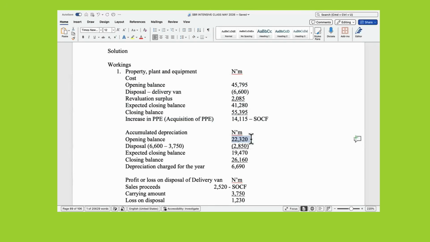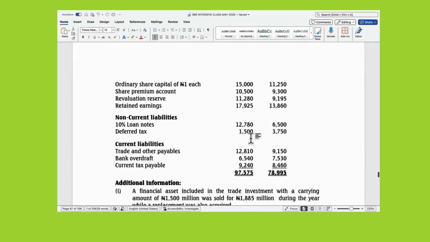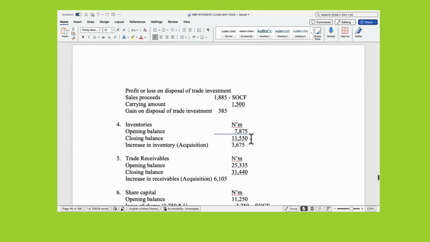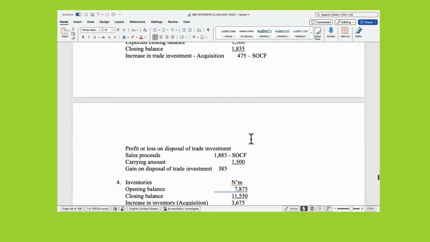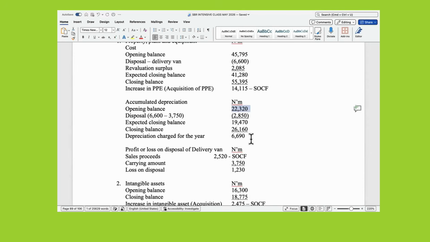They did not give me depreciation for the year directly. I was not given. They did not tell me anywhere. So I can't just assume, but I will walk to it. I can get depreciation on the asset disposed, because that one was disposed. I need to remove it from the books.